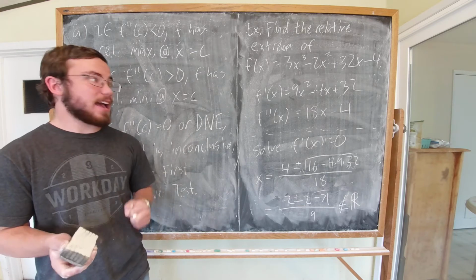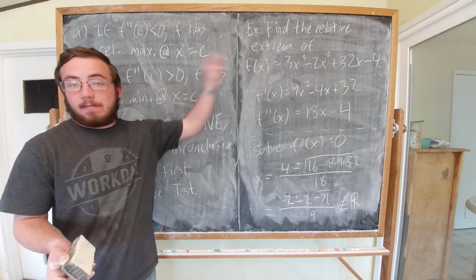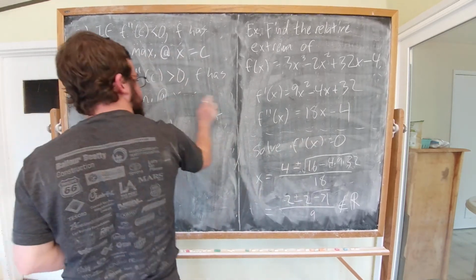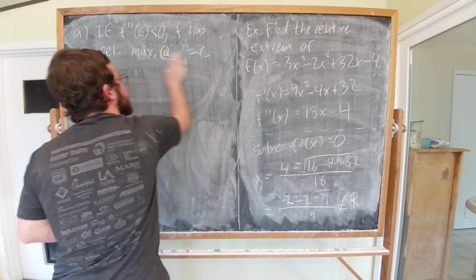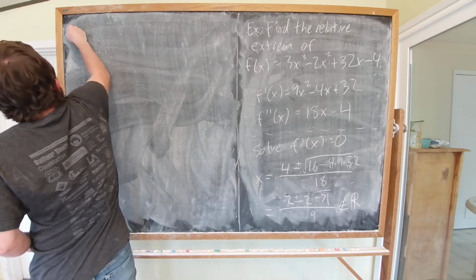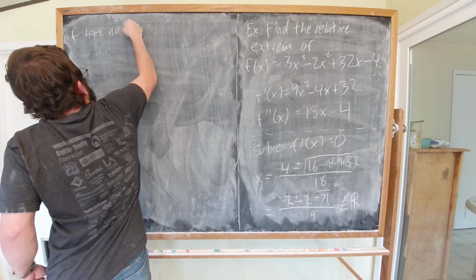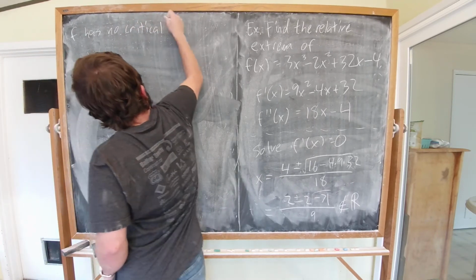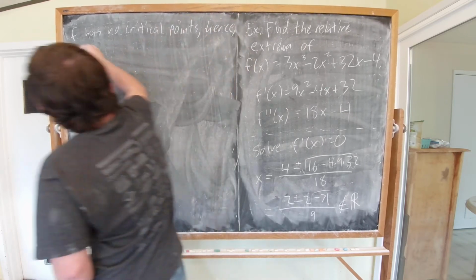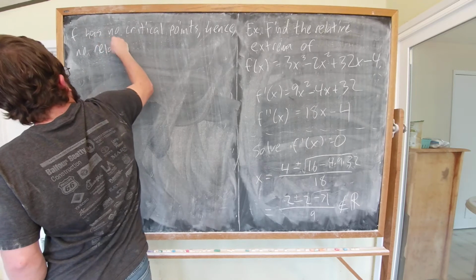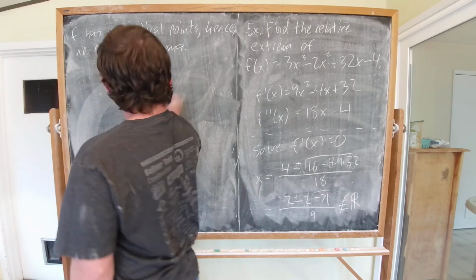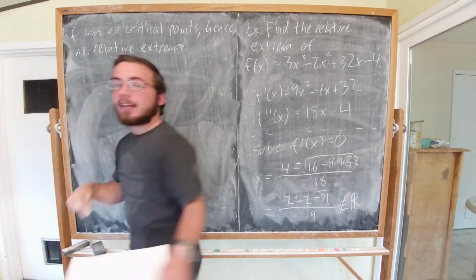Therefore, f prime of x has no zeros. F of x has no critical points. F has no critical points. Hence, no relative extrema. Kind of an unsatisfying answer, but them's the bricks. Let's do another one.